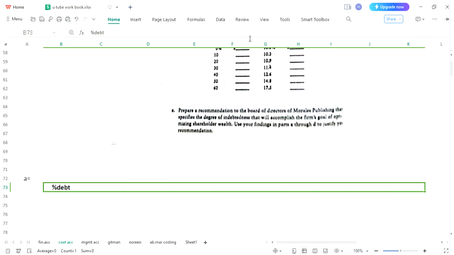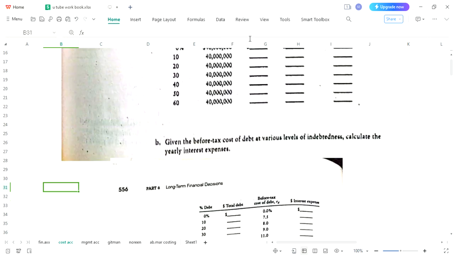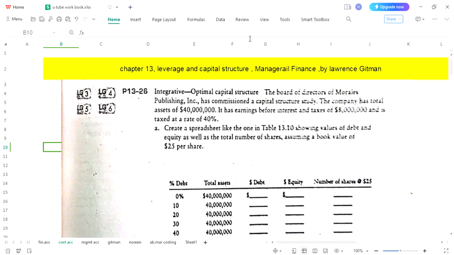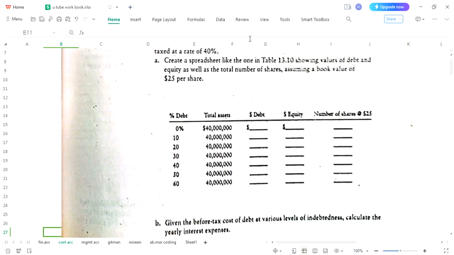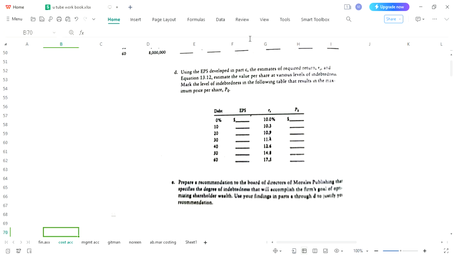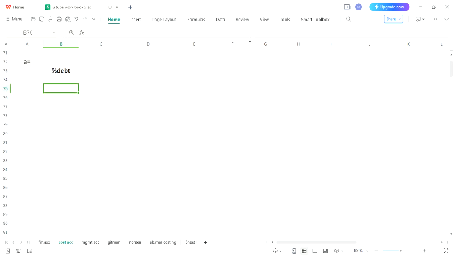Wrap it. The first heading was percentage debt, and it starts from 0, 10, 20, 30, 40, 50 up to 60. So first was 0, then 10%, 20%, 30%, 40%, 50, and 60. Look, I can do it with the help of Excel, but whatever you are performing on your copy, we will do the same thing here.